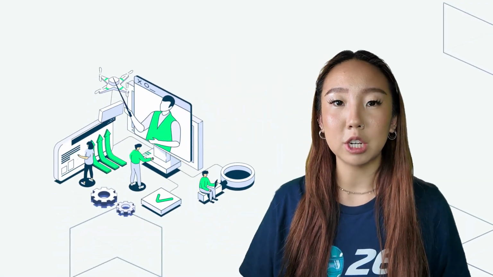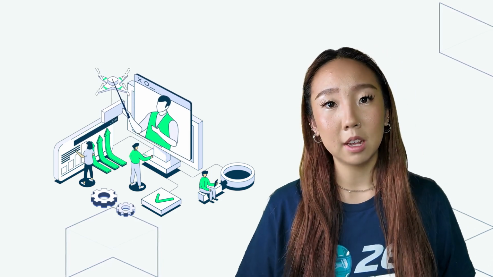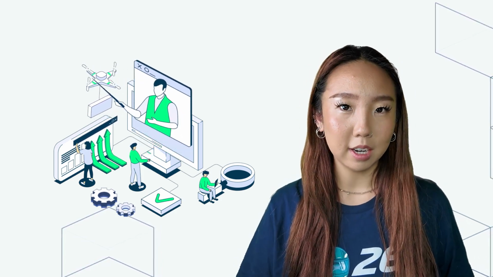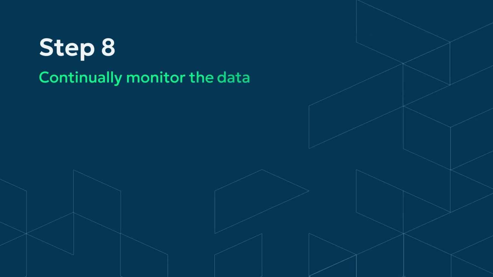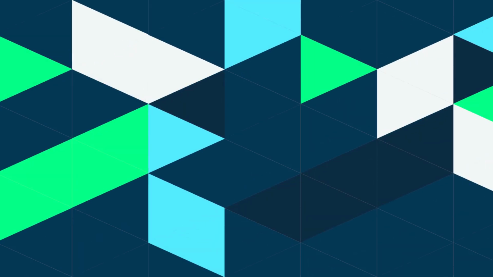Awareness is key, so communicate with your team members by sharing the protocols, steps, tools, data organization, and more. Step 8. Continually monitor the data. Finally, monitor all processes to ensure your plan is running in order and ready for any problems.